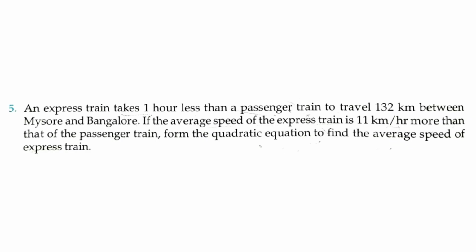5. An express train takes 1 hour less than a passenger train to travel 132 km between Mysore and Bangalore. If the average speed of the express train is 11 km per hour more than that of the passenger train, form the quadratic equation to find the average speed of the express train.